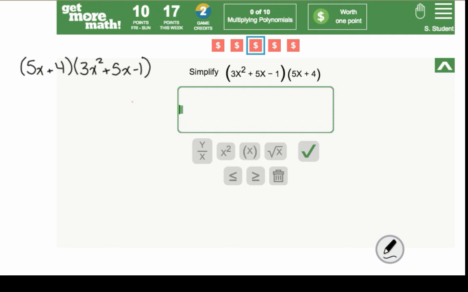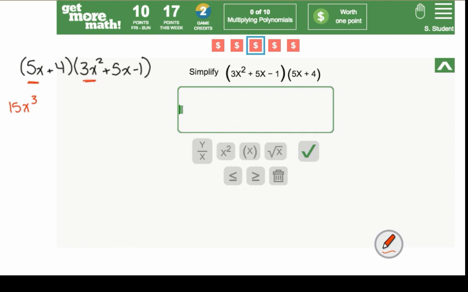So we're going to take each of the 5x and 4 and multiply it into the 3x squared, the 5x, and the negative 1. Then we're going to combine our like terms. So let's go ahead and do that. 5x times 3x squared is a 15. 5 times 3 is 15. But then an x times an x squared is an x cubed. Remember, we add. So we have an x and we have an x squared. So that's 3 x's, so x cubed.